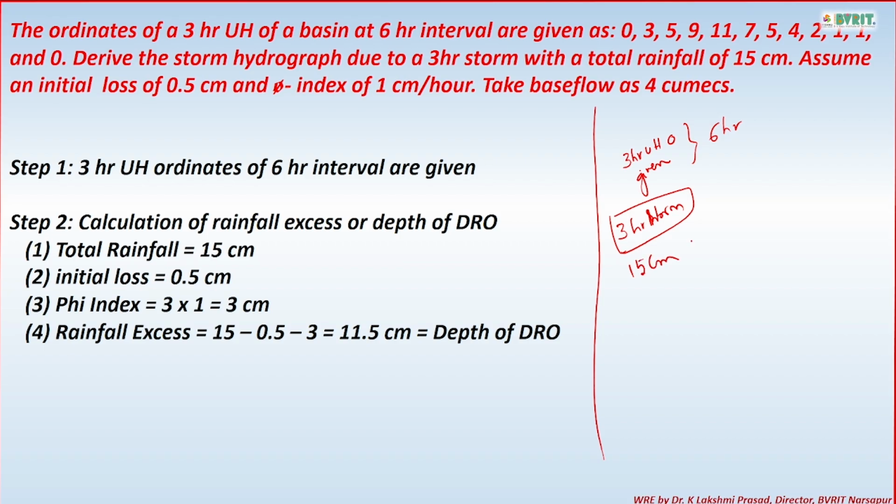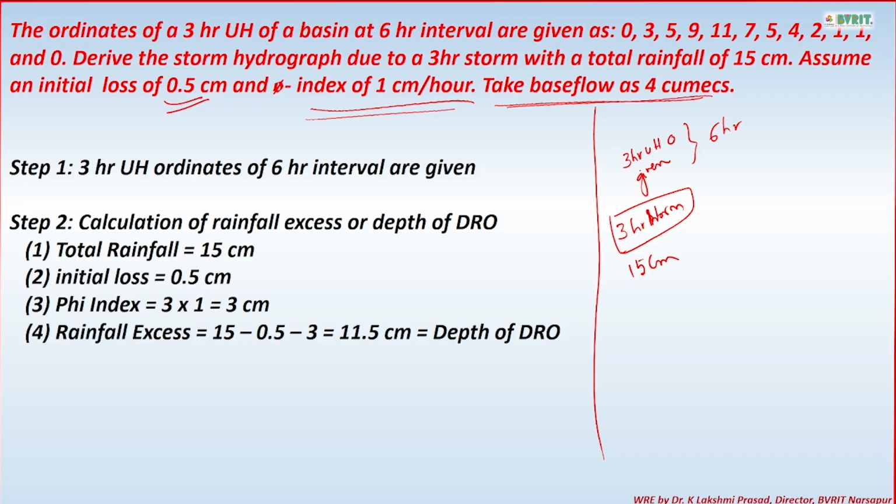Assume an initial loss of 0.5 centimeter, and a phi index of 1 centimeter per hour. The phi index is the infiltration loss. Initial loss is due to interception and depression storage, whatever it is, that is the first thing. So these two are losses. Of course, base flow is also given.